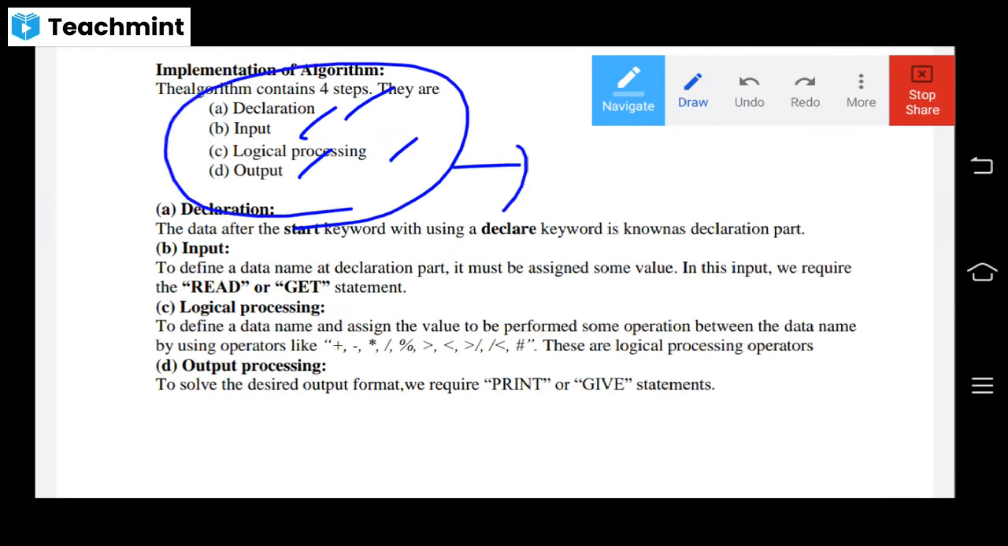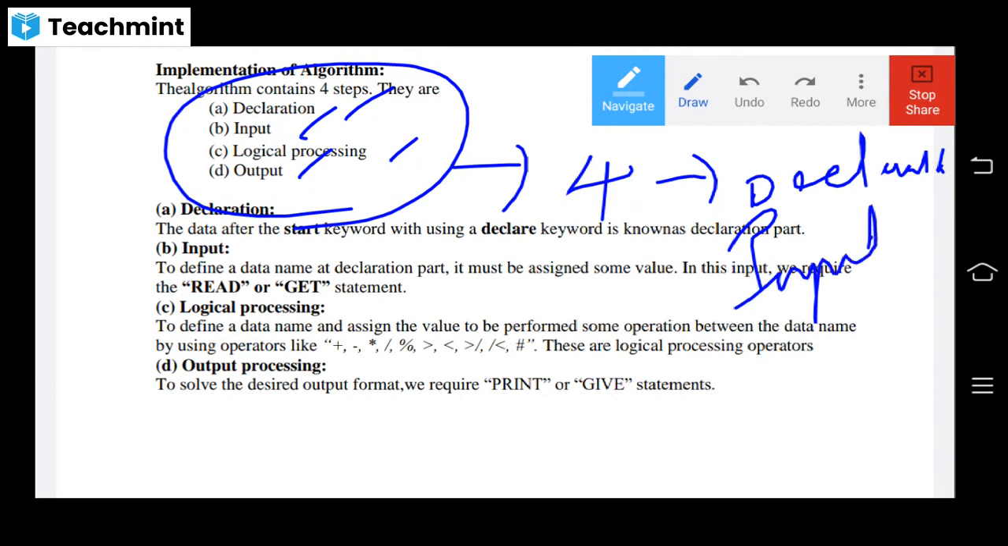What are the four steps included in here? Implementation of algorithm. What are the four steps we need here? Declaration, input, logical processing, output. These are the four steps included. Okay, next we go through the four steps.